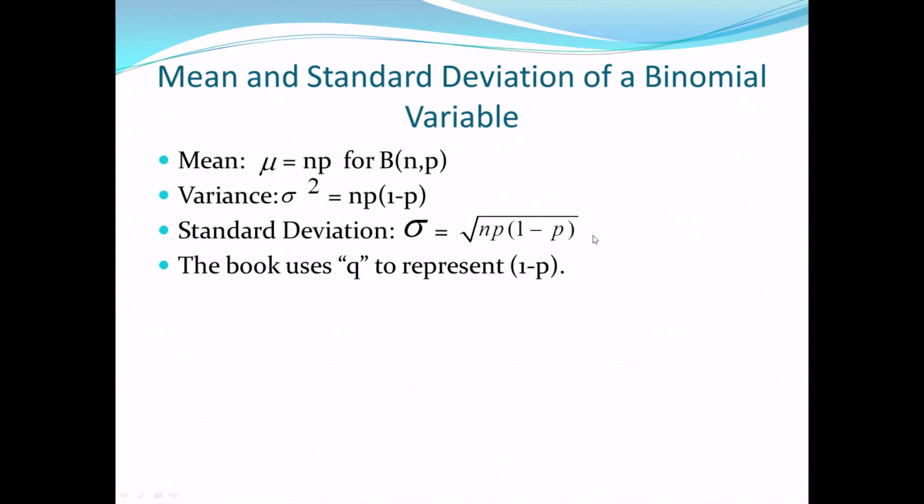Now, if you are a person that reads the book, and I think those are maybe a little bit few and far between, but our book and then many others will use this letter Q to represent the probability of failure. So you may see the square root of n times p times q, which is the same as this. It's just a different kind of notation.